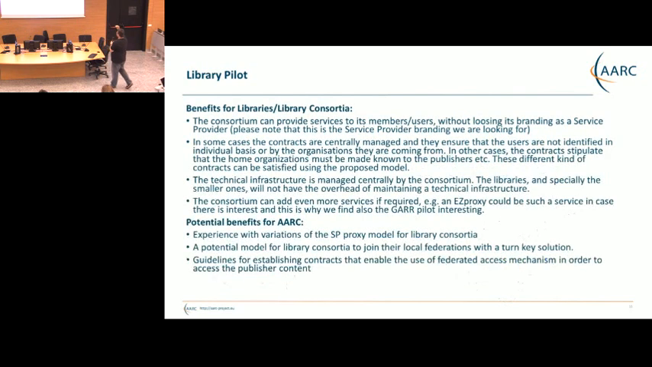Some of the benefits that we see with this pilot are, first of all, the retainment of branding, and the fact that you can manage contracts either completely centrally in an opaque way, where the publishers do not see the actual libraries, or in a way that releases information about the home organization the user is coming from, using a semi-transparent model for the proxy. The technical infrastructure and the high-level services are managed centrally by the consortium, and this eases the burden that the libraries have to retain access for the users. The consortium can then also hook up even more services to make their product even more viable.